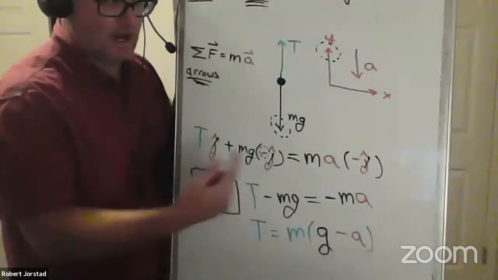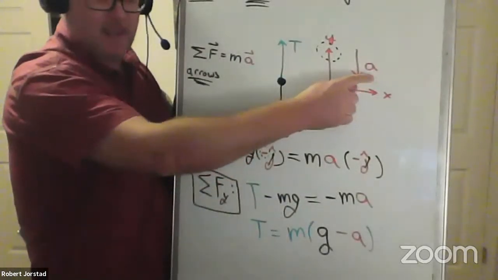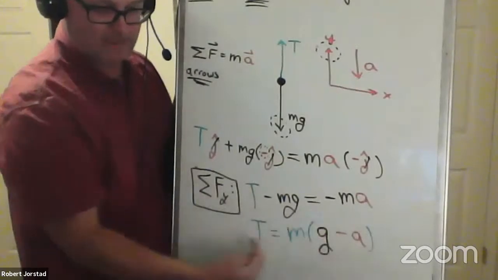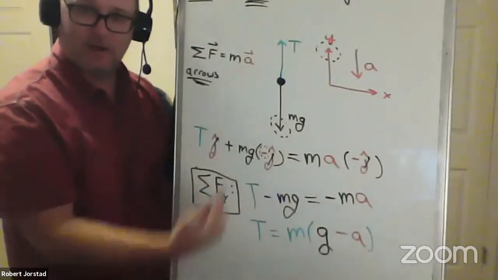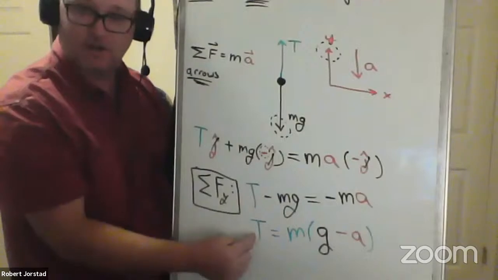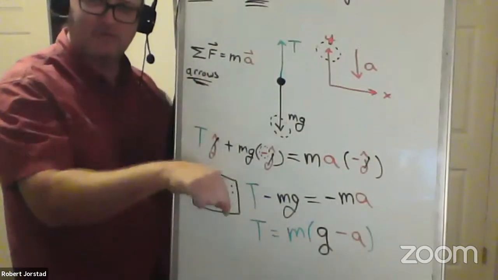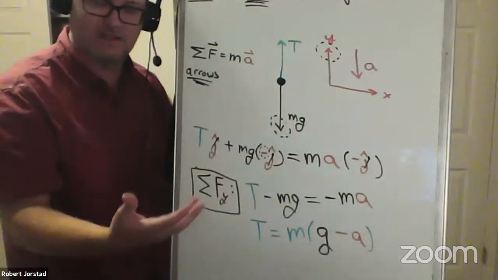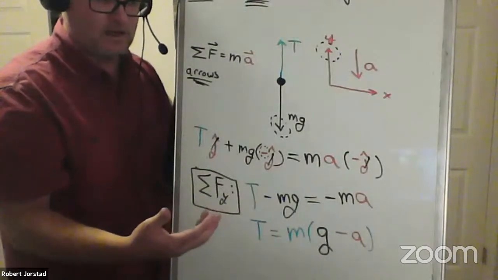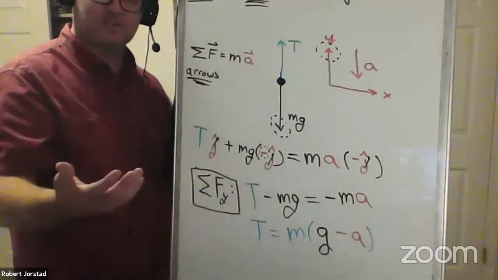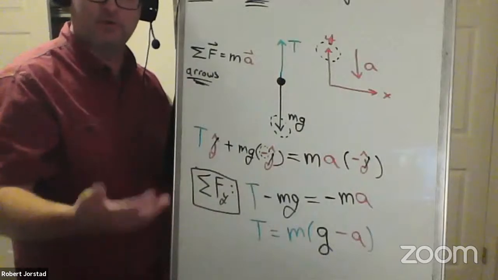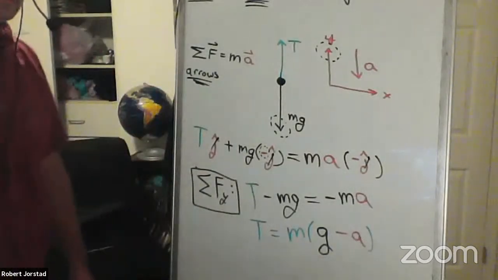Smaller. And if you're accelerating upwards, that would be basically a is a negative number. That would add a little bit. So if you're accelerating upwards, the scale should read larger than your weight. If you're accelerating downwards, the scale reads less than your weight. Under what circumstances does the scale read your true weight? When it's still?